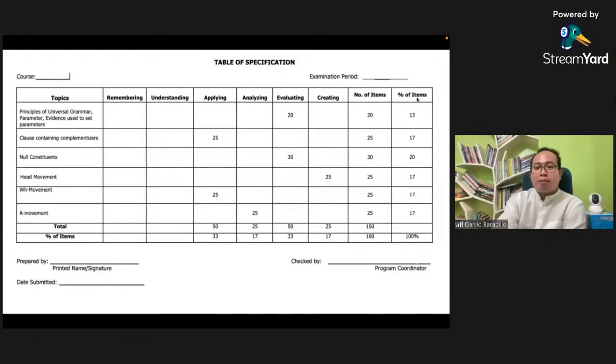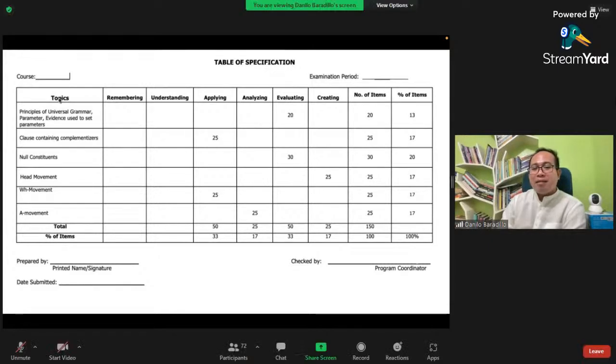Okay. So notice here that I have the topics, but it is not included here the number of hours that were spent in teaching the said topic. Dr. James is very much familiar with the topics that I have here. So I utilize applying, analyzing, evaluating, and creating.